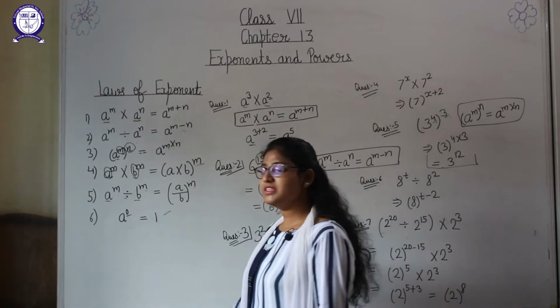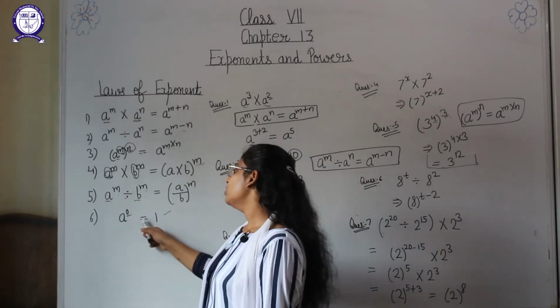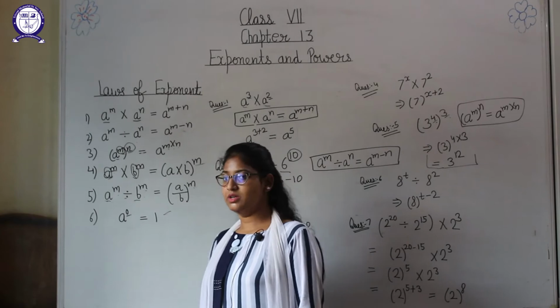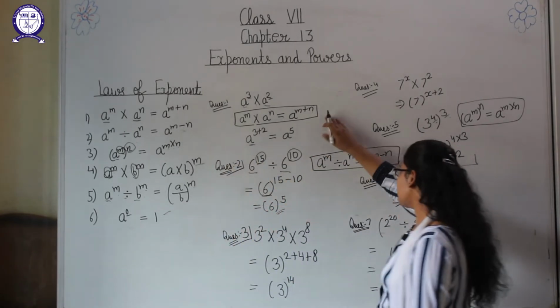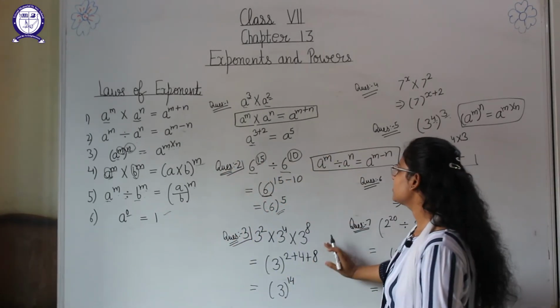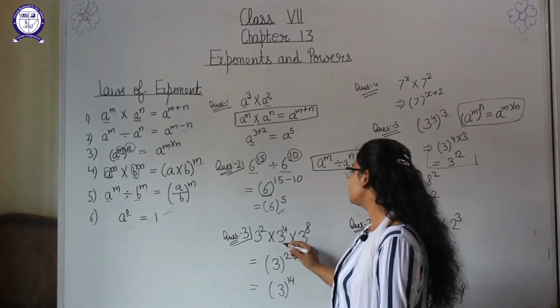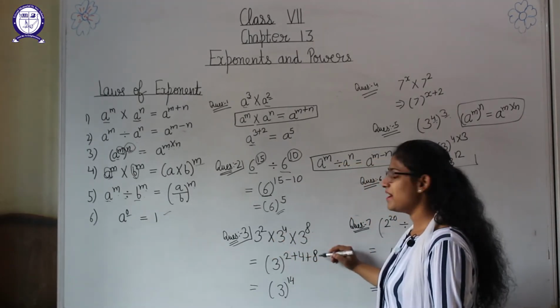Okay, whatever the number is, if its power is 0, then its answer will be 1. Now we have discussed question 1 and 2. Now our third question is 3 raised to the power 2 into 3 raised to the power 4 into 3 raised to the power 8.